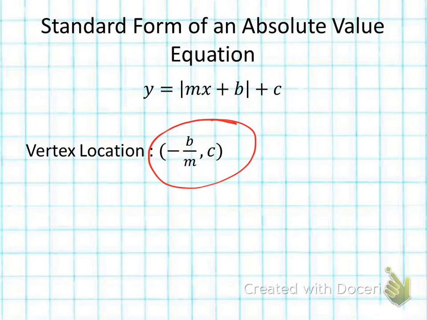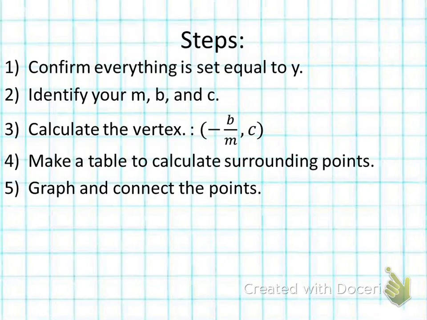Here are the steps, in case you didn't get them. Again, the big thing is everything is set equal to y. Identify your m, b, and c. Calculate the vertex. The vertex is very important. Then make a table and graph the points. Once you do it a couple times, it's not that hard, but it is foreign. This is a brand new type of equation.